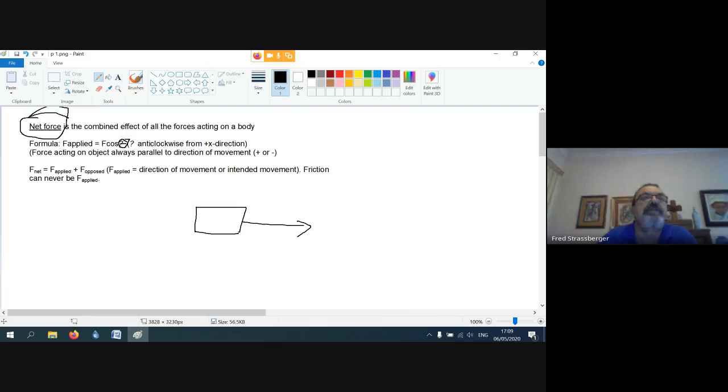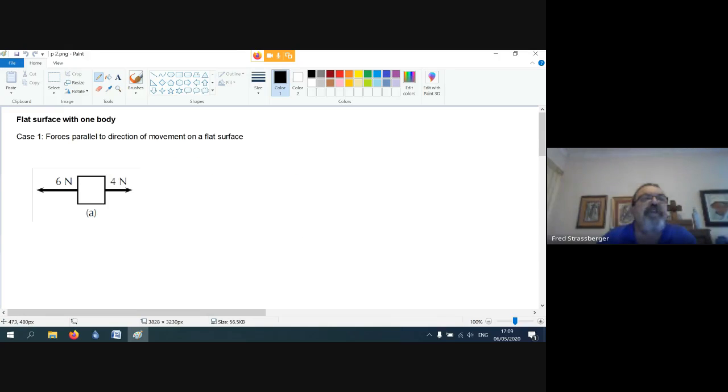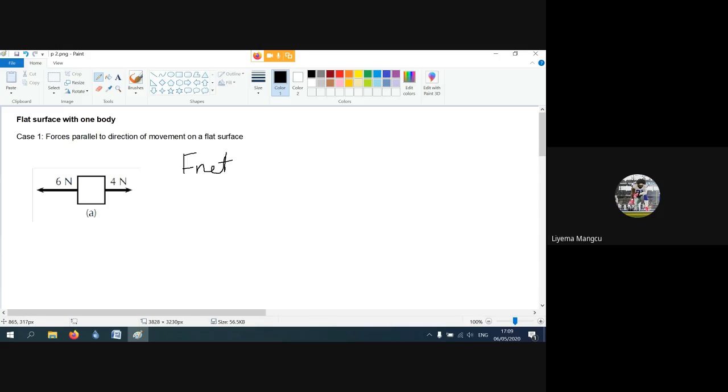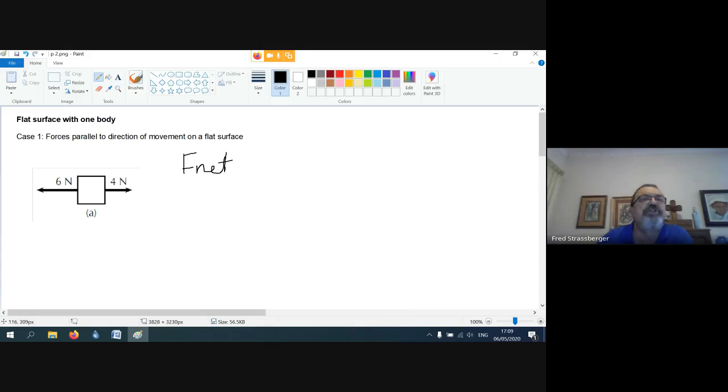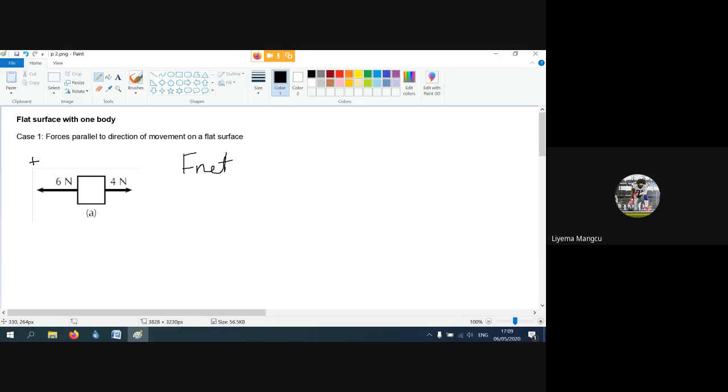Let's go to our first case scenario. You have a flat surface, you have one body, forces parallel. I ask you, what is the net force? And you tell me, like I've been telling you for how long now, F net equals F applied plus F opposed, and they're all in a straight line. So let's say you pick my left as positive, and your net force will be 6 minus 4, which is too easy.